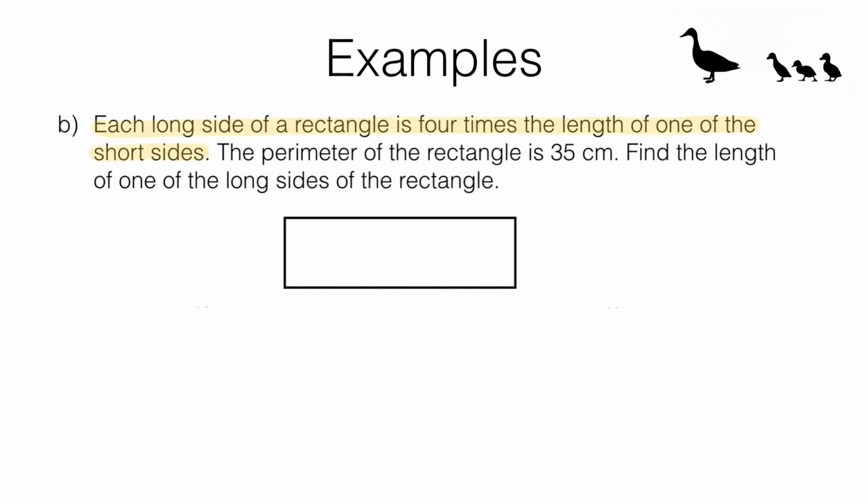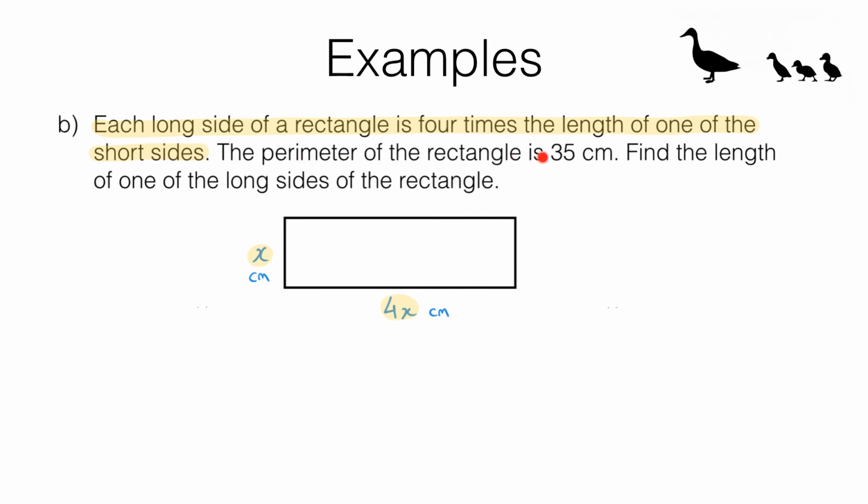So what I'm going to do is say that the length of the short side is x, and the length of the long side must be 4 times that amount, so that's 4 times x, or just 4x. Now, we have to be careful at the end because we're being asked for the length of one of the long sides. So at the end of all this, I won't be looking for x, I will be looking for 4x. Anyway, let's carry on.